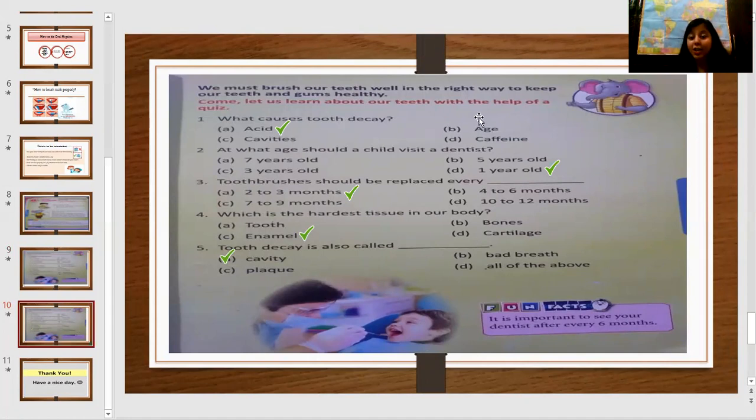Okay, students. So I hope you have learned about oral hygiene, the importance of oral hygiene, and just promise me that you will make it your good habit and your daily routine.